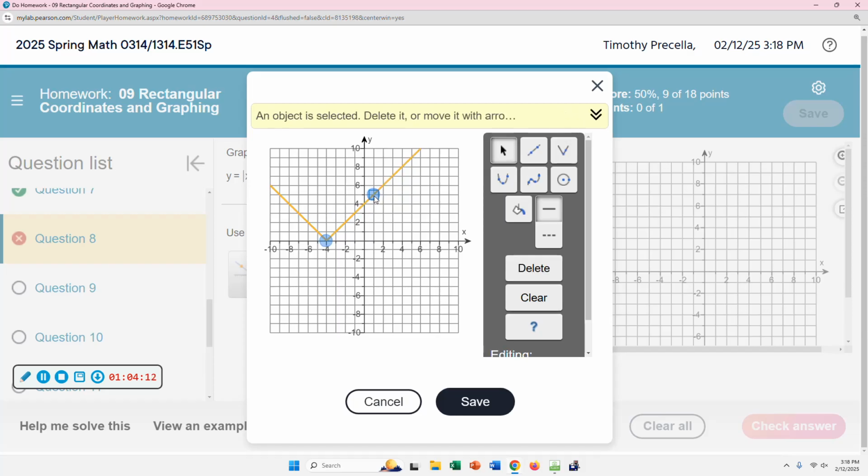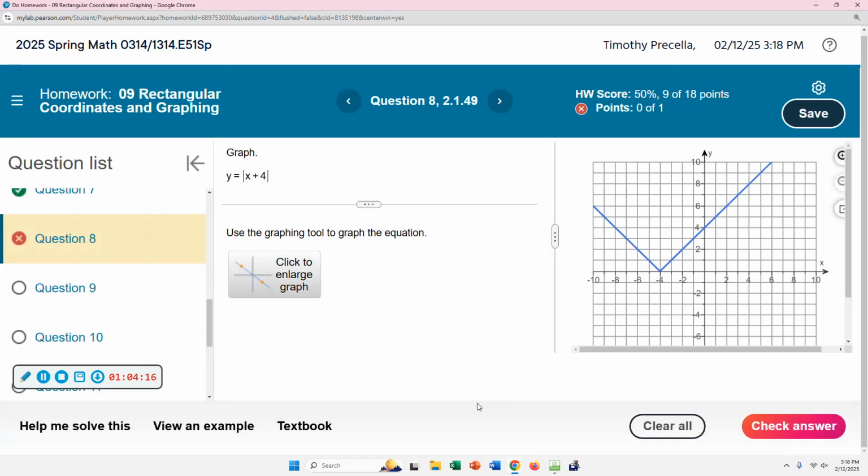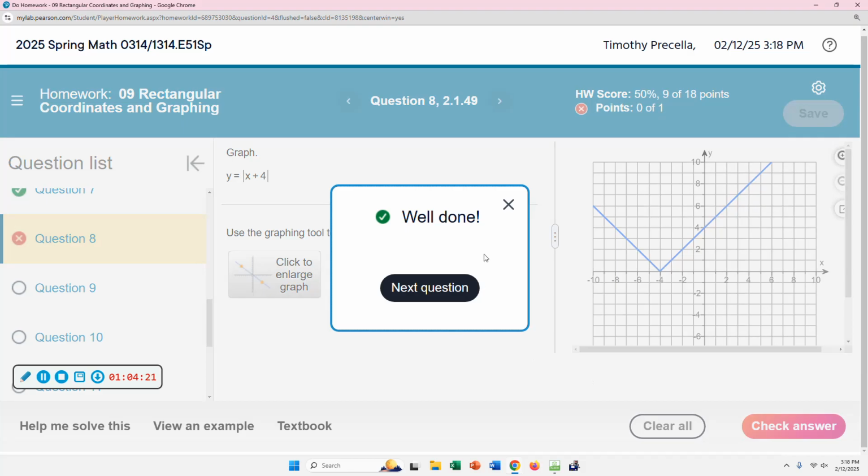1, 5. Save it. Check answer. Oh, wow, this is such a good assignment. You're learning so much math. If you can do this assignment, oh, wow. Okay, any questions on absolute values?